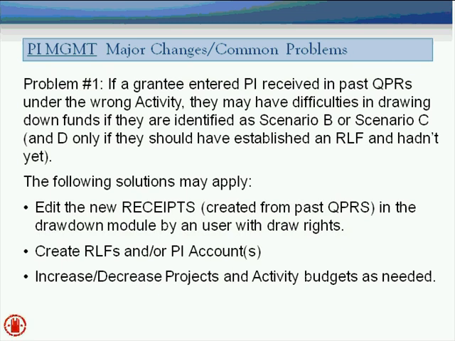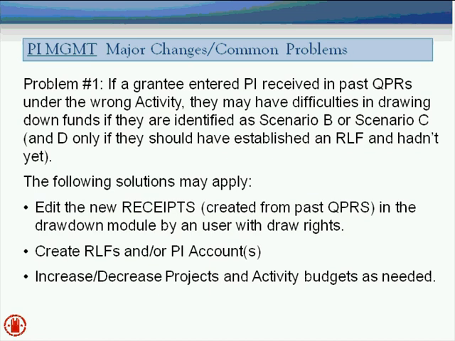You may have difficulties in drawing down funds if they are identified either in your scenario B or C, i.e. those scenarios where you have to create your program income or RLF accounts, okay? So you've got to think through some of the solutions that may apply: you can edit the new receipts, okay? Those are the receipts that were created for you based on the data migration this weekend.